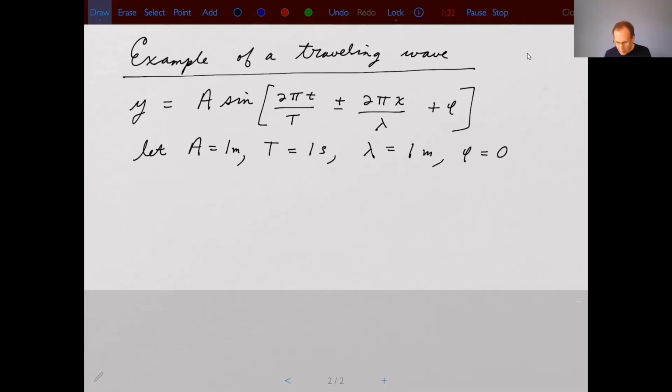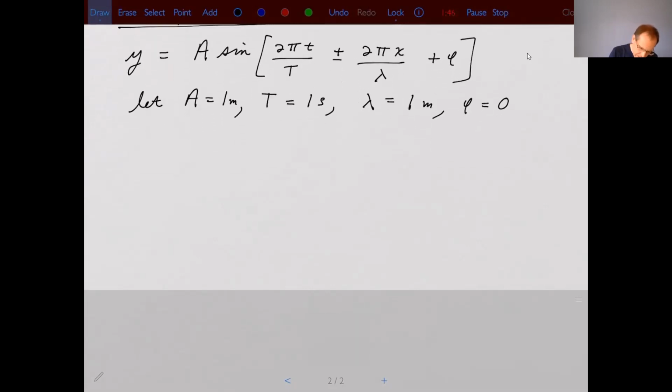By the way, the phase angle just shifts that sine wave to the left or to the right so that you can account for the initial conditions. Right? In most cases, we can think of it as 0. All right, so if I plug in those parameters, then this equation simplifies to y is equal to sine of 2 pi t, and I'm going to use the negative here. That just means the wave is traveling to the right, and then 2 pi x.